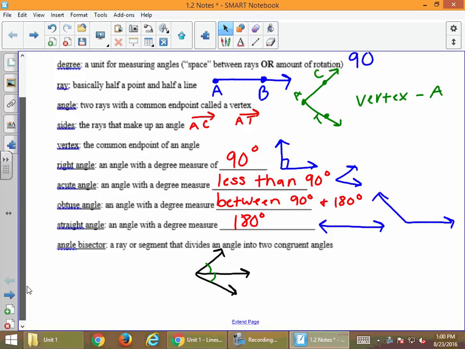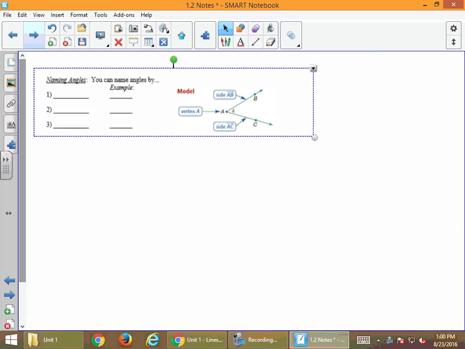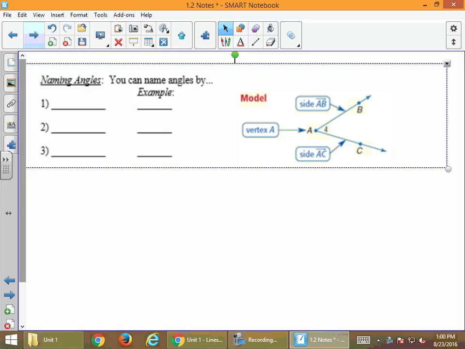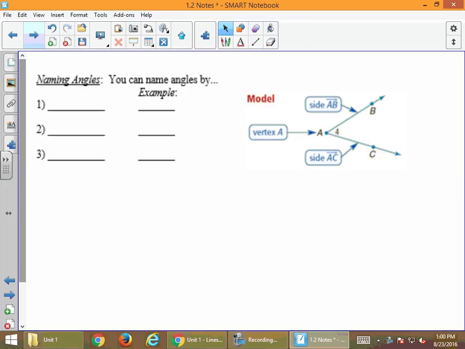You'll see many more examples down the road here. All right, let's move on to the next step. Talk about naming. How do we name angles? Well, there are three ways you can name various angles. One way works almost every single time, but there are other ways of doing this.